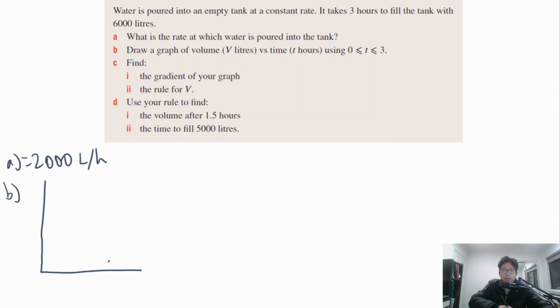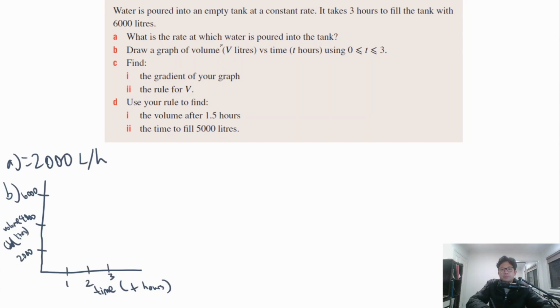I'll put time at the bottom, so I have time here in t hours. Going vertically, we have volume in V liters, so I just need liters there. That's 2,000 here, 4,000 here. I'll do increments of 2,000 up to 6,000, and for hours I'll do increments of 1.